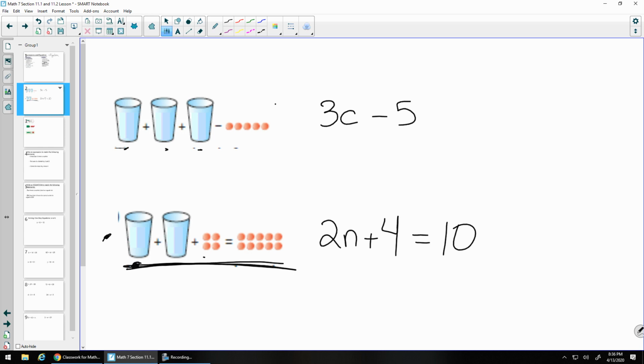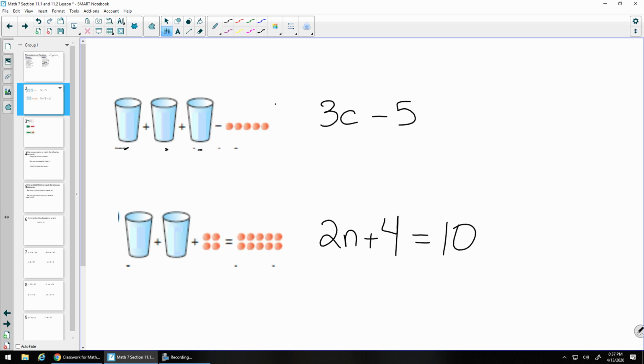But what about in our equation down here? Could there be any number of counters in each one of these cups? Well, there couldn't be 100 in each cup, because if there was 100, it'd be 100 plus 100 plus 4 is equal to 10. Is that true? No, 100 plus 100 plus 4 is equal to 204. Is 204 equal to 10? No, 204 is not equal to 10. So there cannot be any number of counters in those cups.